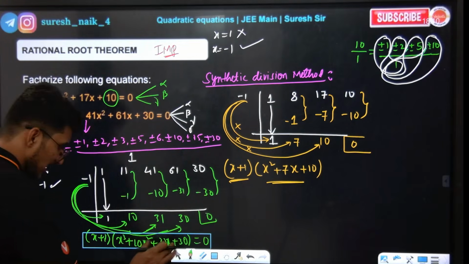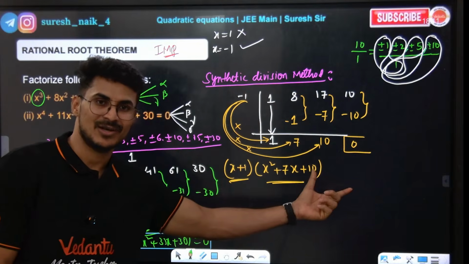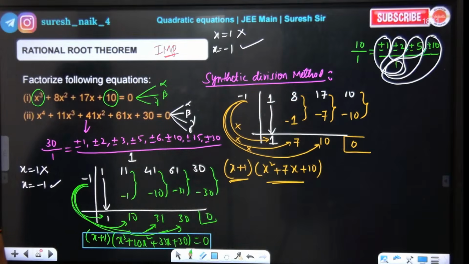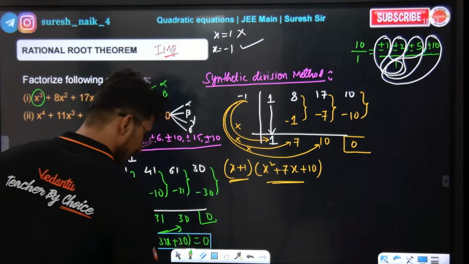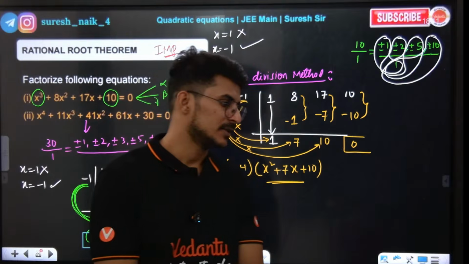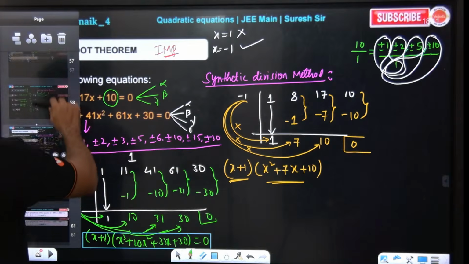One root is this. How do we solve the cubic polynomial? By using the same method again. Okay? You will get 3 more roots. Are you understanding or not? So this is how we basically do these questions. Tell me quick, x is equal to minus 1 will satisfy. Yes.